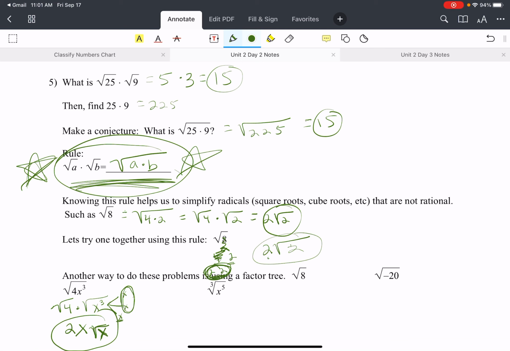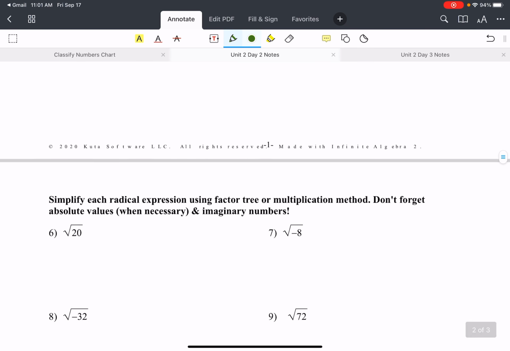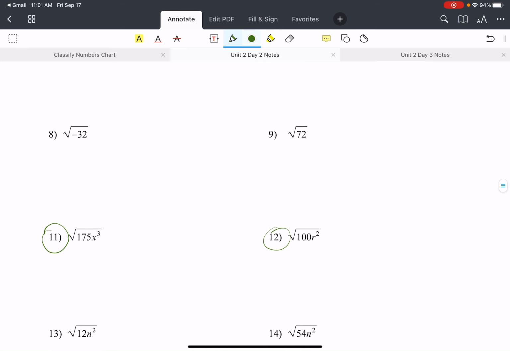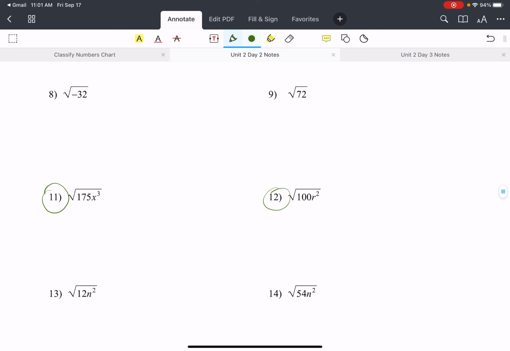So the answer is 2x square root x. Can we try to do that? This one's a little different. But I'm going to have you guys try one of the ones on the next page. So I want you to try number 11 and 12. And then I'm going to come around and answer, okay? Any questions? So I want you to try 11 and 12 for a ticket.